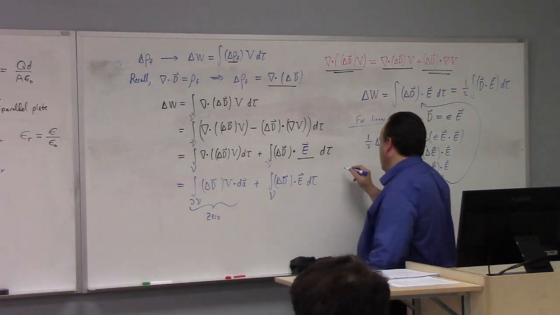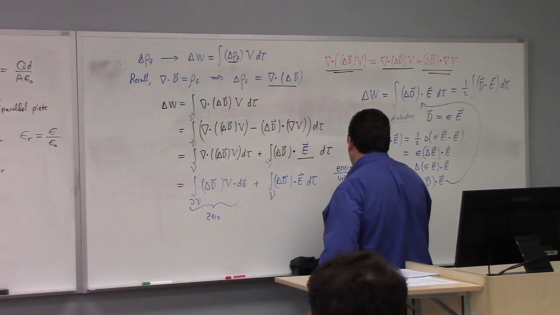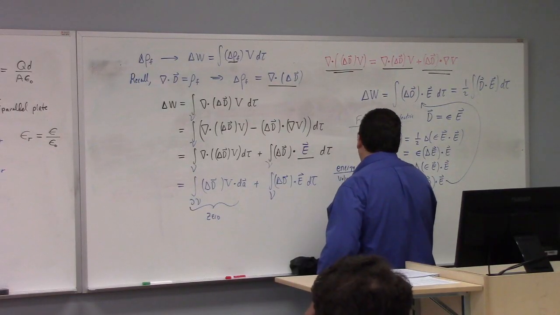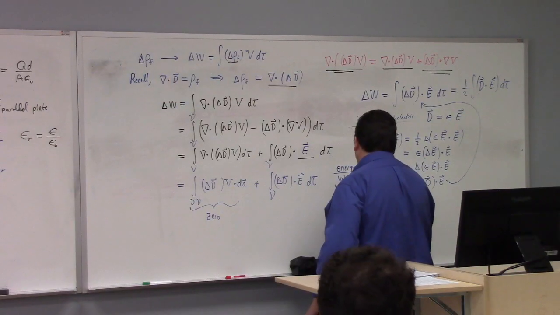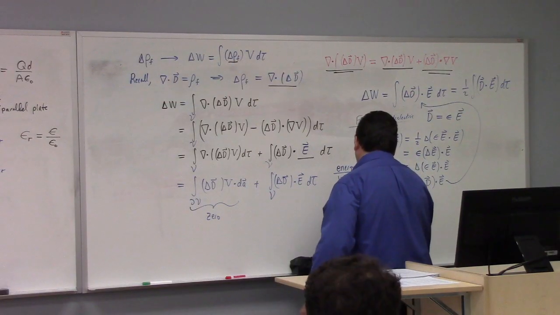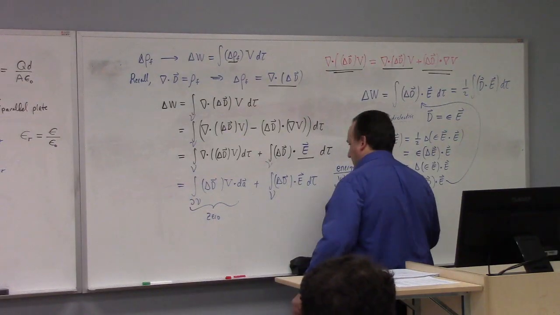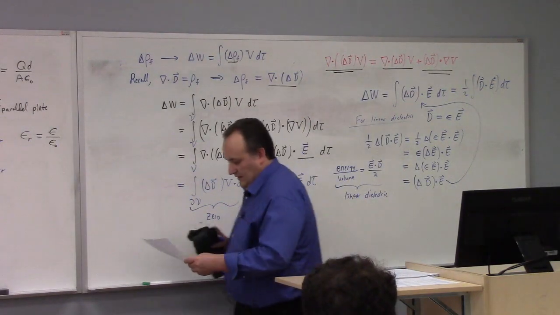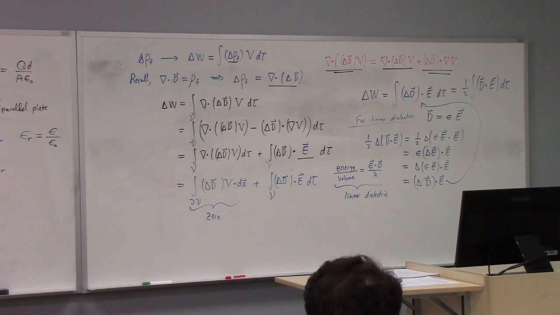So energy per volume is E dot D over 2 for a linear dielectric. I guess this isn't technically true for more exotic materials. You'd actually have to work out that integral that I have on the board there.